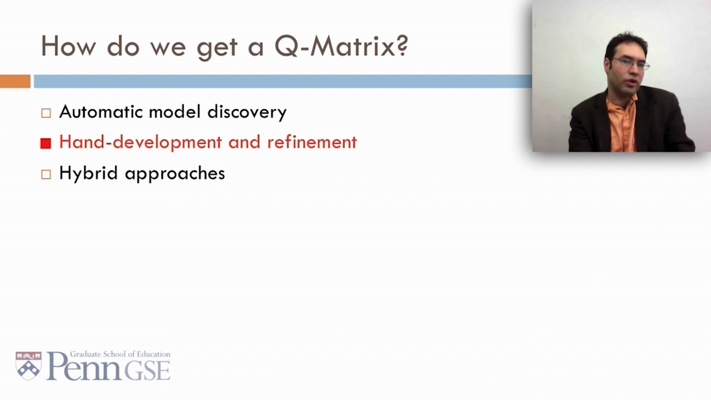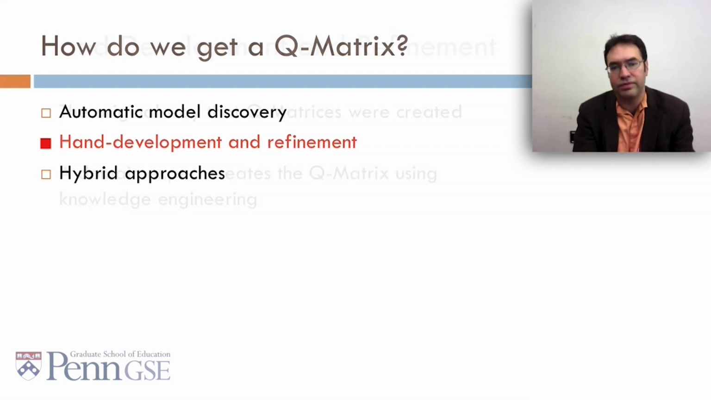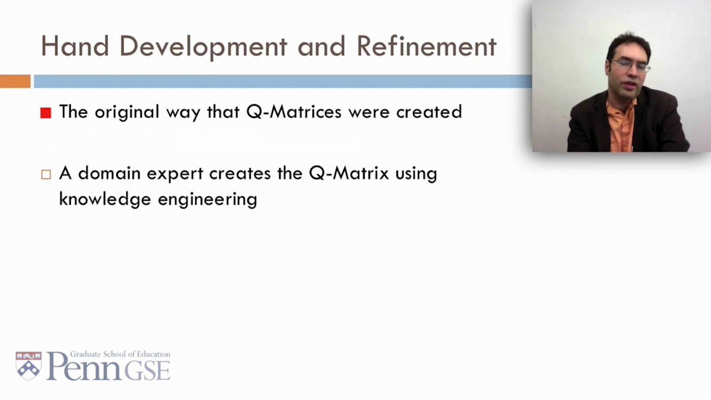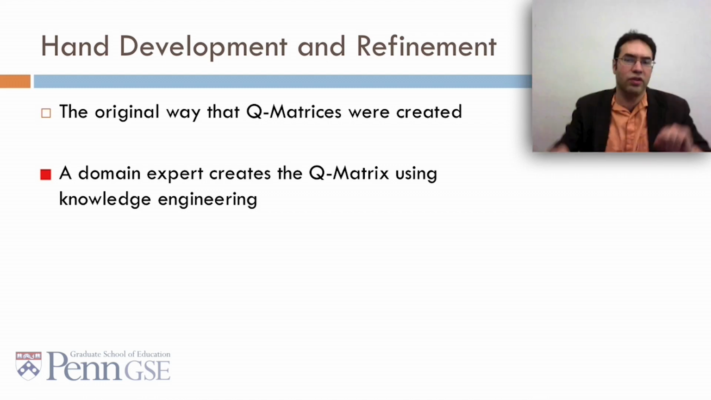So the second approach we're going to talk about is hand development and refinement. This is the original way that Q matrices were created, actually. A domain expert, really smart person, creates the Q matrix using knowledge engineering, which we discussed last week.